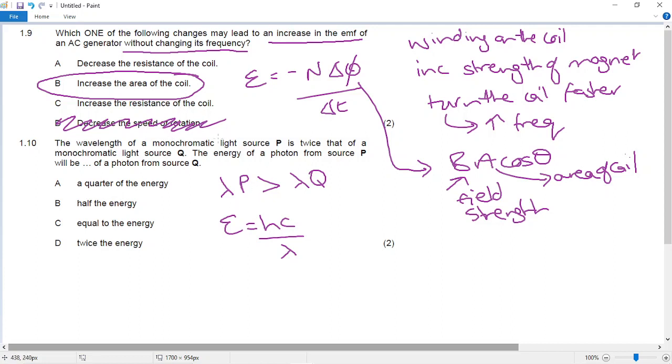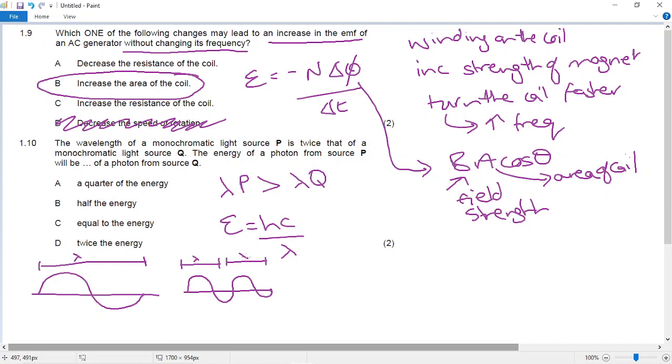Let's read this question correctly. We need to check what's going on here. Is the energy going to be bigger or smaller? Well, let's just draw the picture. The wavelength of P, so if this is P and its wavelength, okay, here would be the wavelength, is twice that of Q. So then Q is going to be like this. Yes, it will take two of these to make one of those.